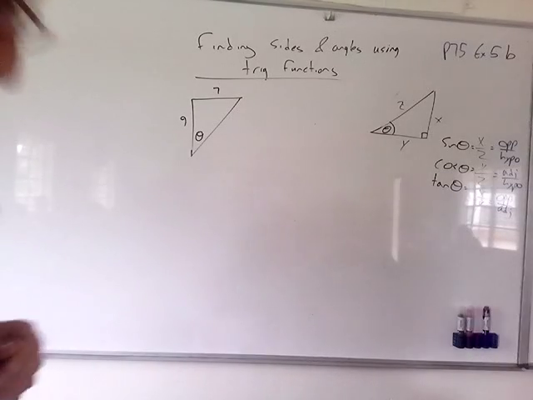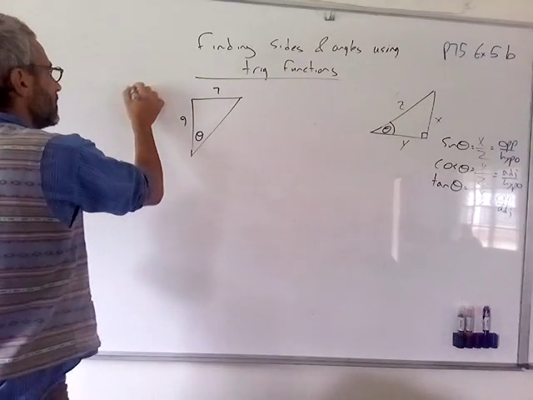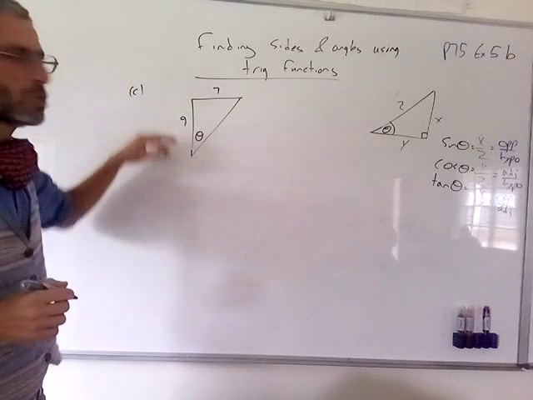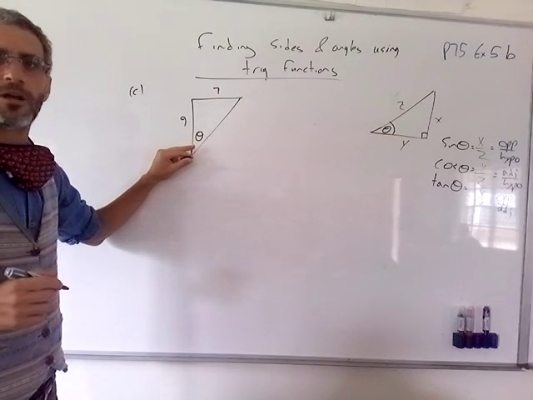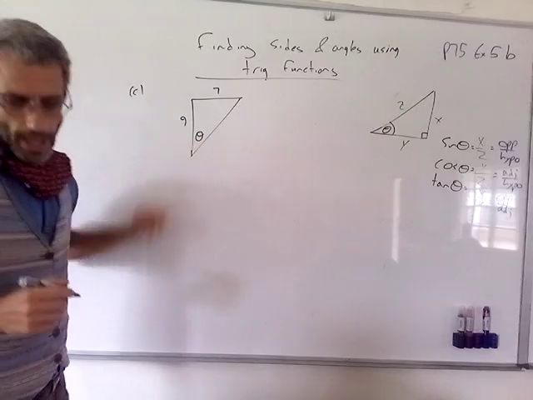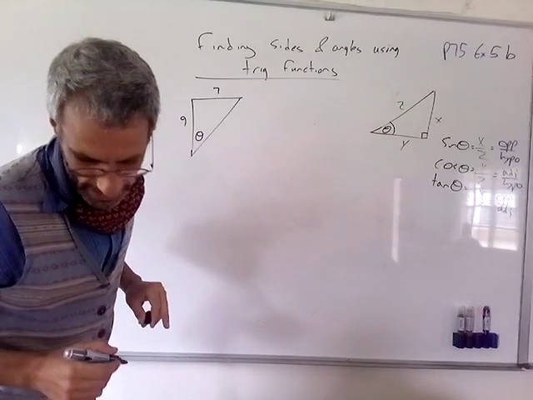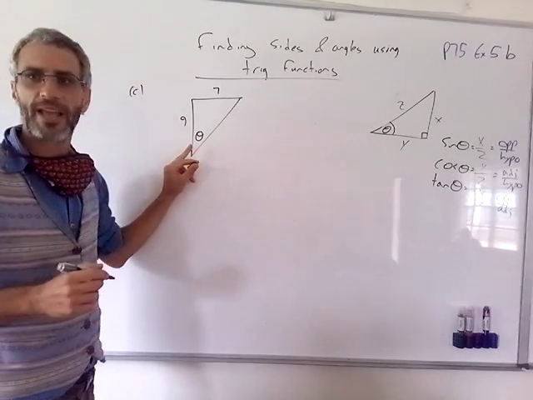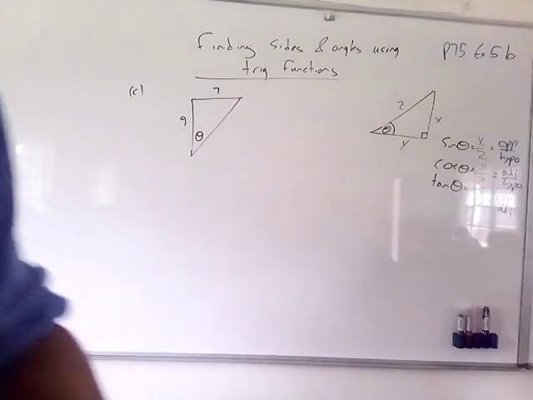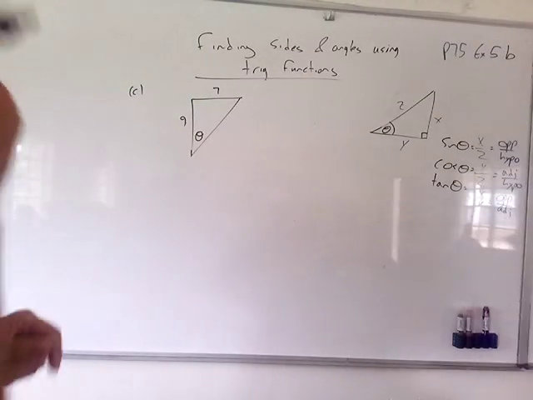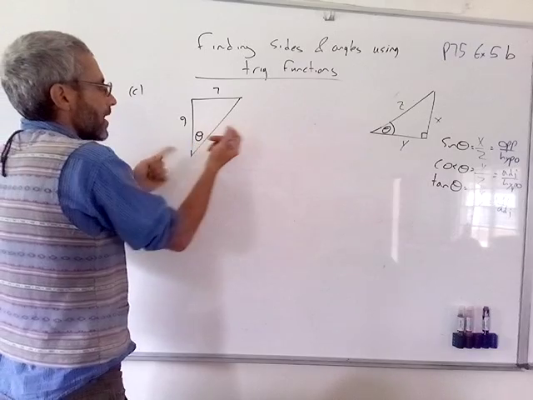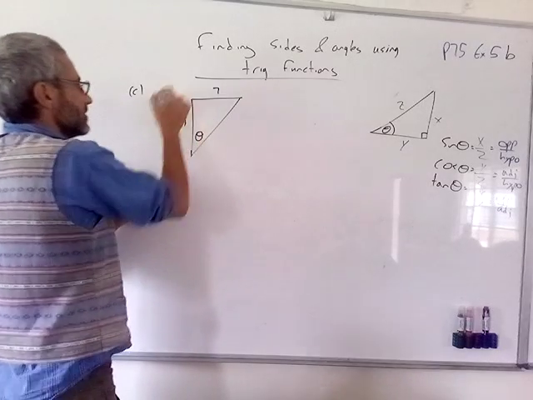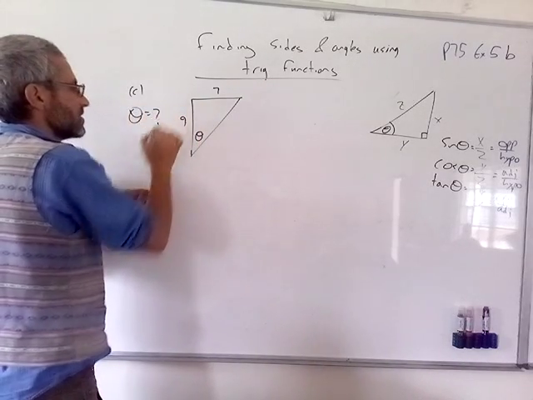In question C, it's slightly different. They gave me 2 sides in a triangle, and they actually asked me to find the size of the angle. We want to find the angle. So let's look for a ratio. We want to find out theta. That's the purpose. Find theta.